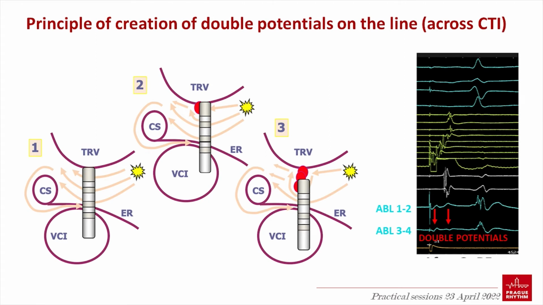The ablation is performed point by point, starting at the tricuspid annulus. After the first application, we can observe a small split of the electrogram. The impulse has to travel around the lesion. With more lesions, the split is wider. And finally, when the block is achieved, there is a wide split. And the second electrogram is good if it is the latest among our electrograms.